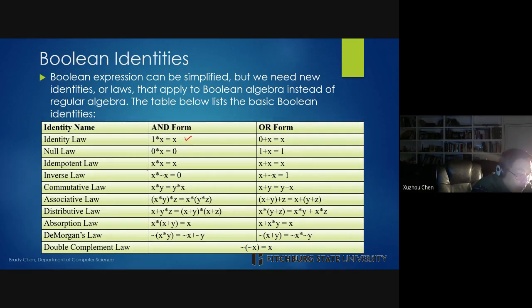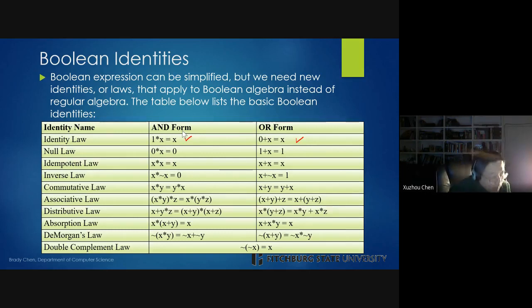Now, this is the AND form, where the identity law is applied to the AND operation. If the identity law is applied to the OR operation, it gives you this result, which says 0 or x is always x. That means if x is 1, then 0 or 1 is 1. If x is 0, then 0 or 0 is 0. So 0 plus x is always x.